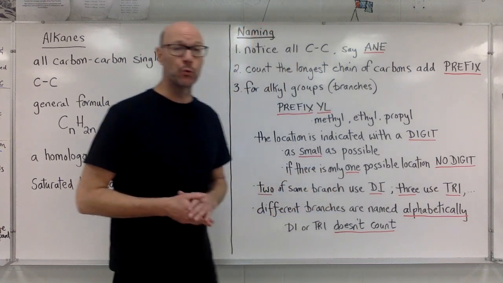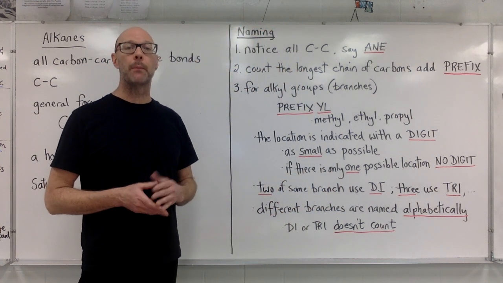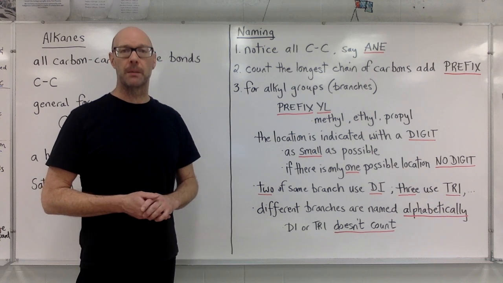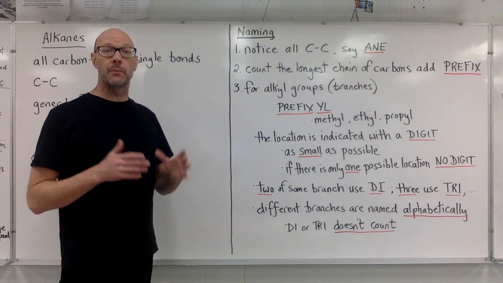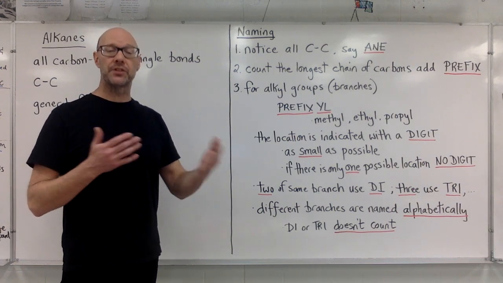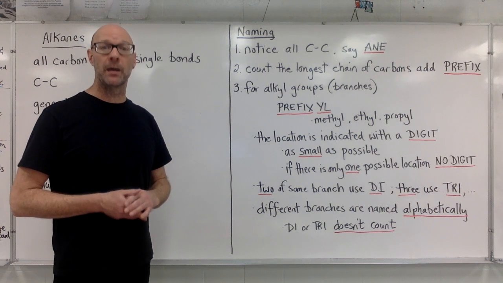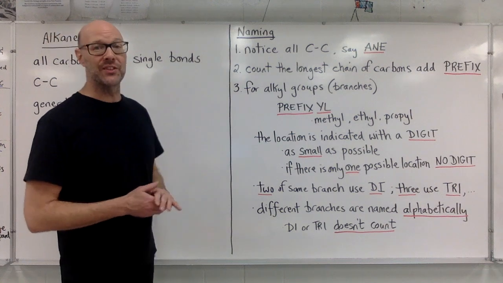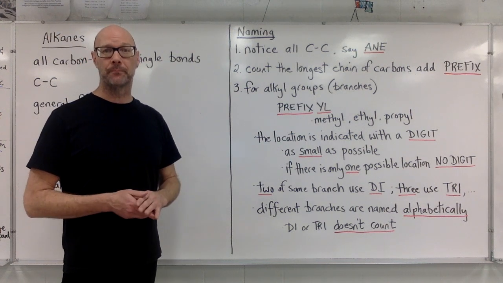There's some naming rules that we need to follow. If we're presented with a structure and we need to come up with the name, there's a whole series of things to keep in mind. The first step is to just notice that we do in fact have an alkane. The other classes of compounds that we're going to see all have a different functional group and then a different suffix at the end. Alkanes are always going to end with A-N-E in their name, ane.